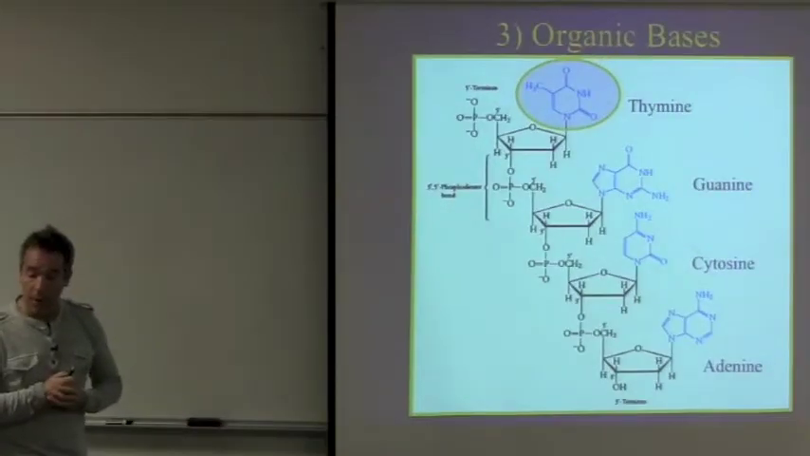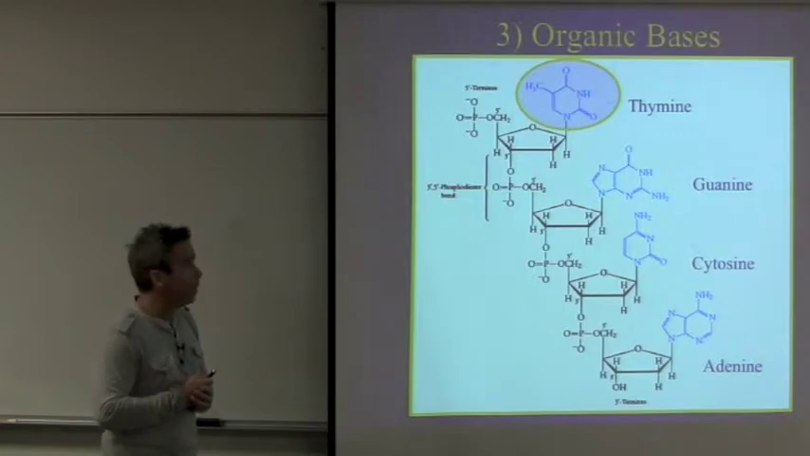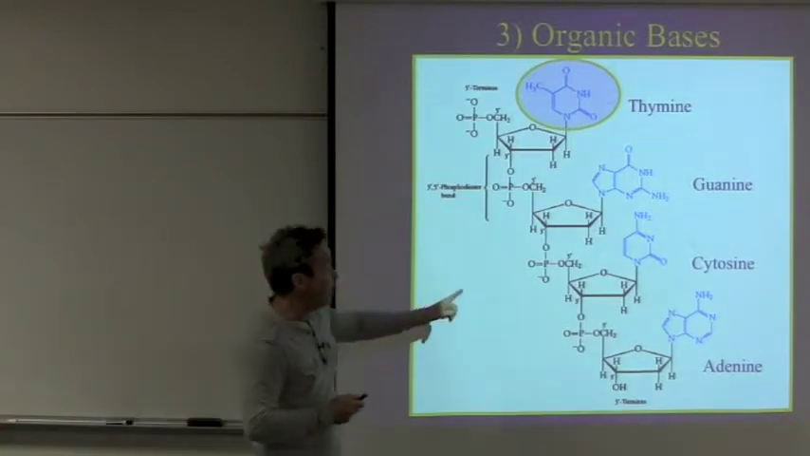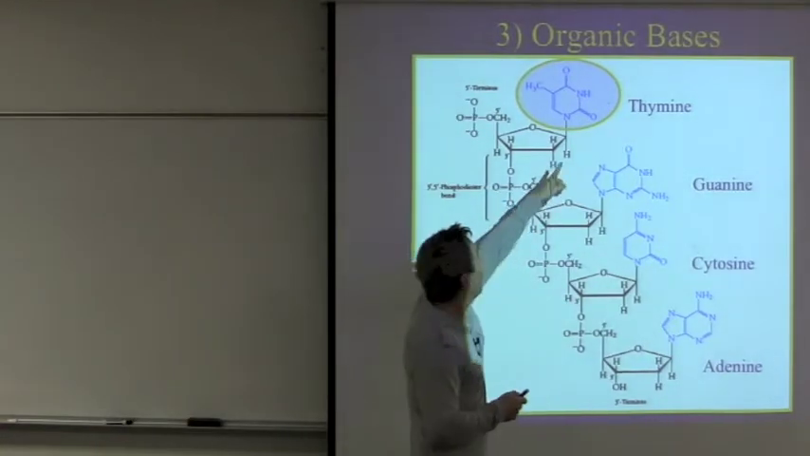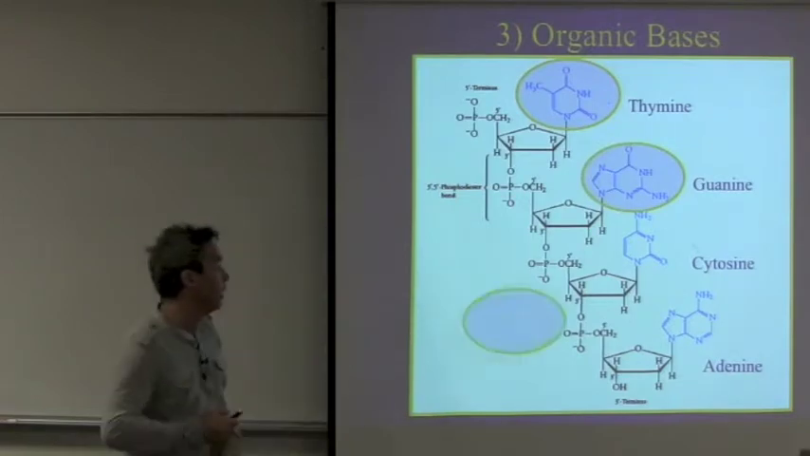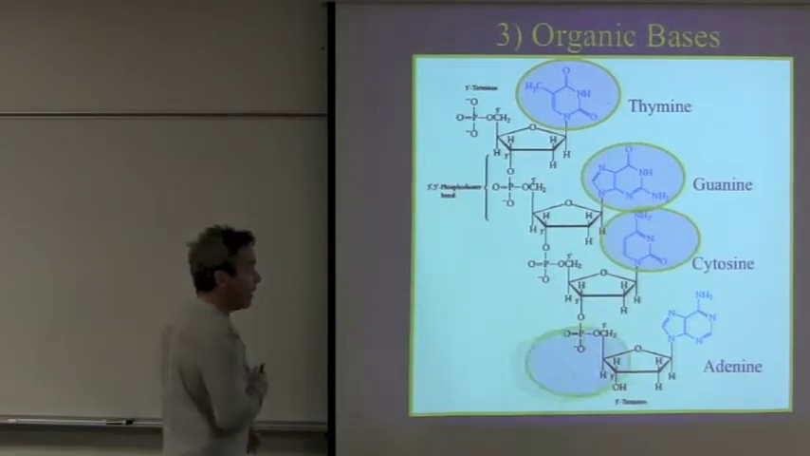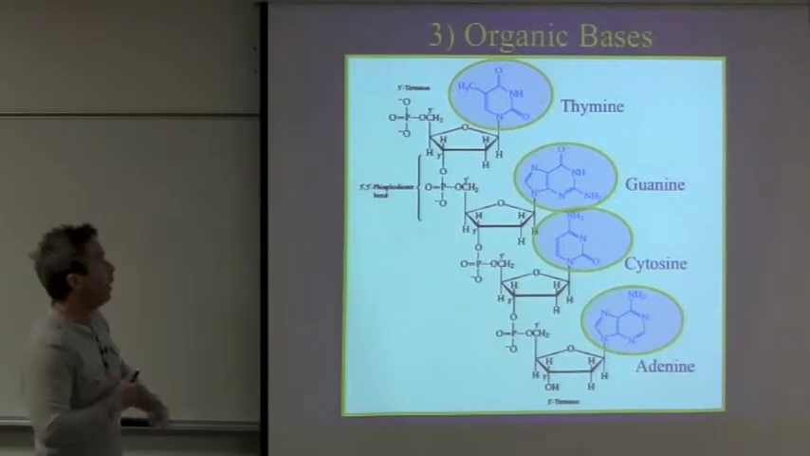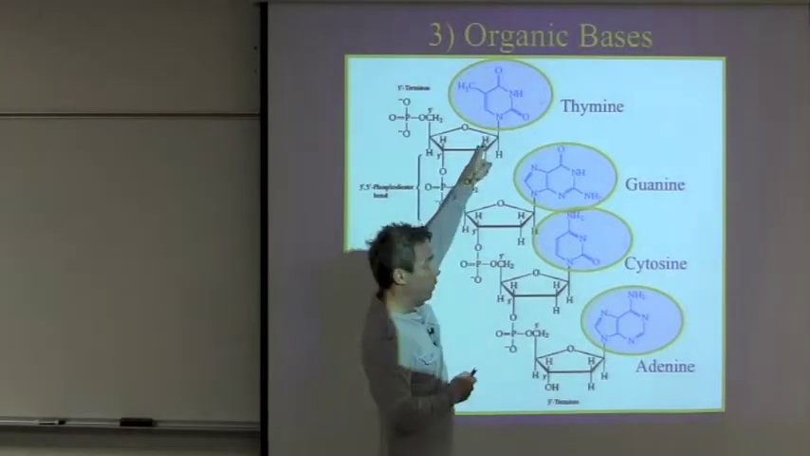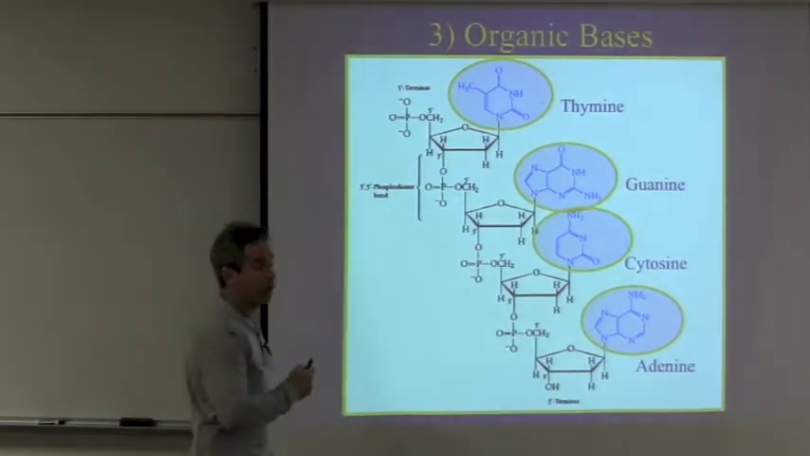And the third part of a nucleotide is the organic base. These organic bases in DNA will be one of these 4: thymine, guanine, cytosine, and adenine. In RNA, you don't have thymine, you have something called uracil. That's coming up later in your notes.